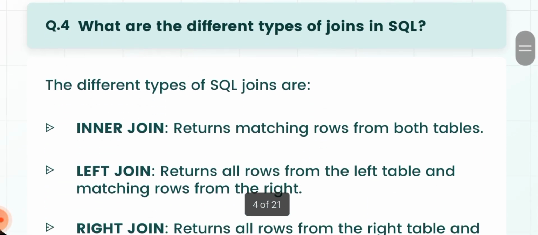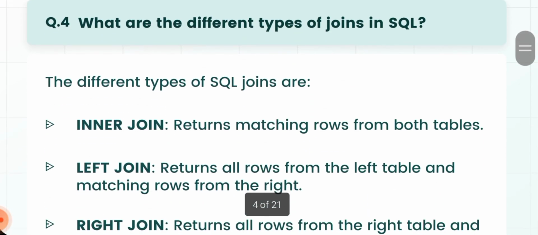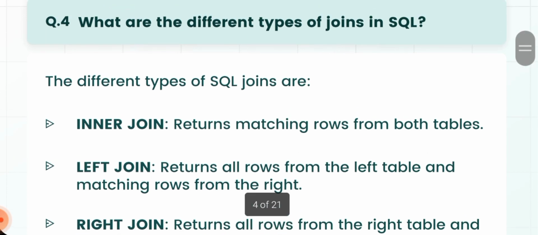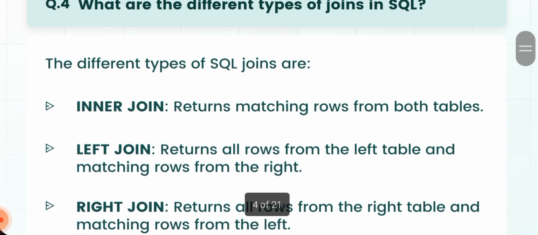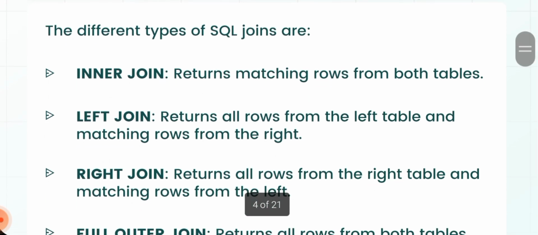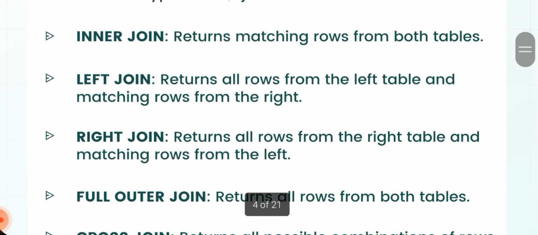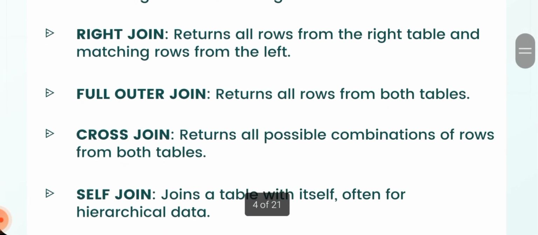Question number 4. What are the different types of joins in SQL? This question is always asked. The different types of SQL joins are inner join, left join, right join, full outer join, cross join, and self join.